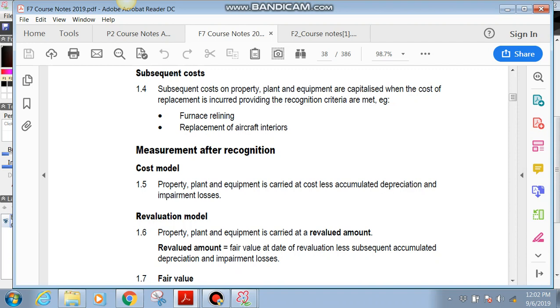How do you measure this asset now into the next year? The standard allows the entity to either continue using the cost model. If they continue using the cost model, the PPE will be carried at cost less accumulated depreciation and impairment losses, if any.